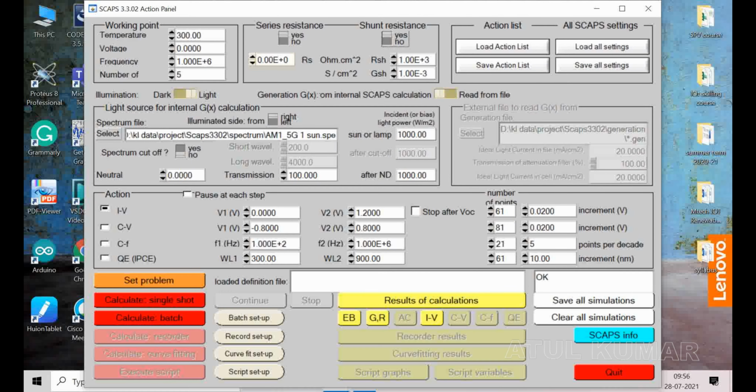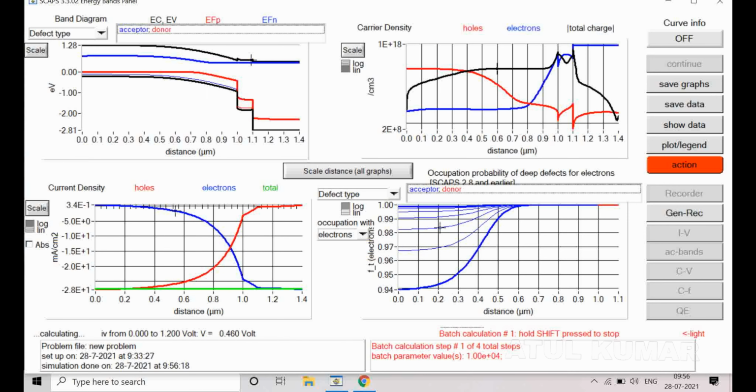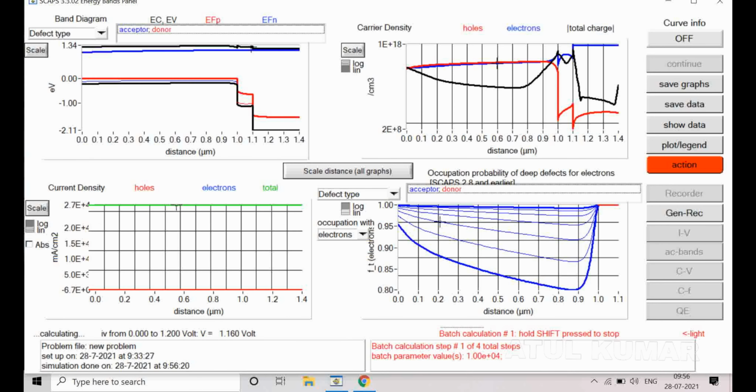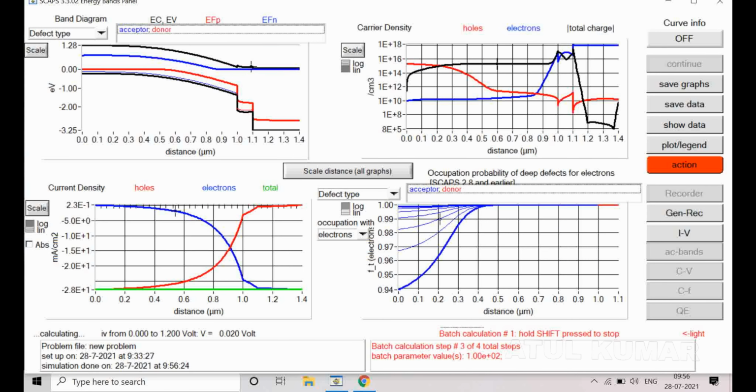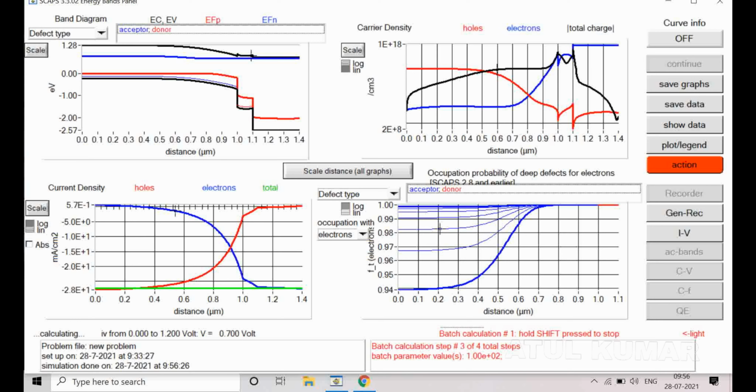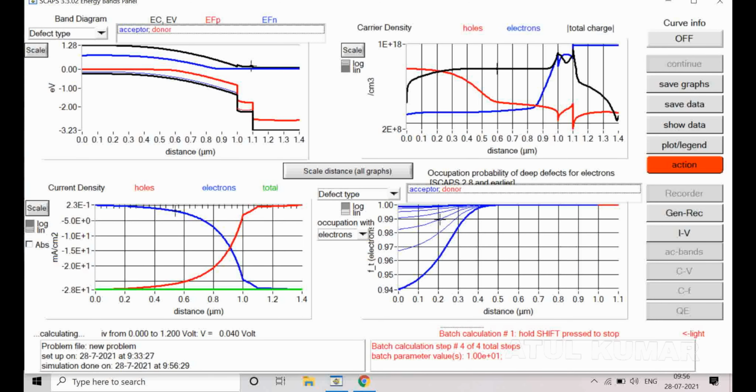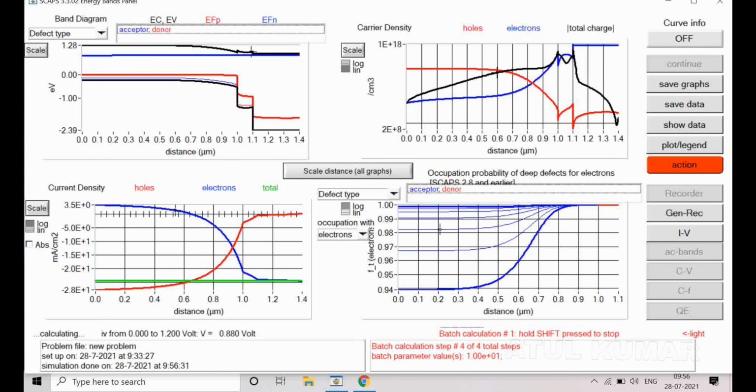So calculate batch, clear all simulation. Okay, so now you will see the effect of shunt resistance. Both will cause a reduction in your fill factor values. So instead of an exponential curve, they can make a straight line if you take non-optimum values.